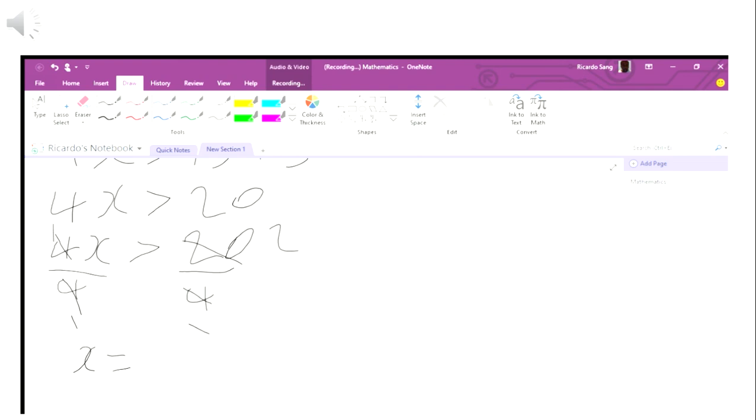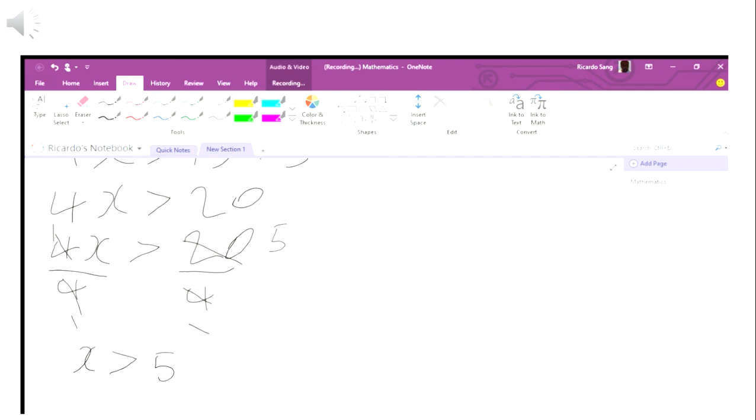x is greater than 5. So let's write that, x greater than 5. Sorry, I put a 2 here when it should be a 5. And that will satisfy that equation.